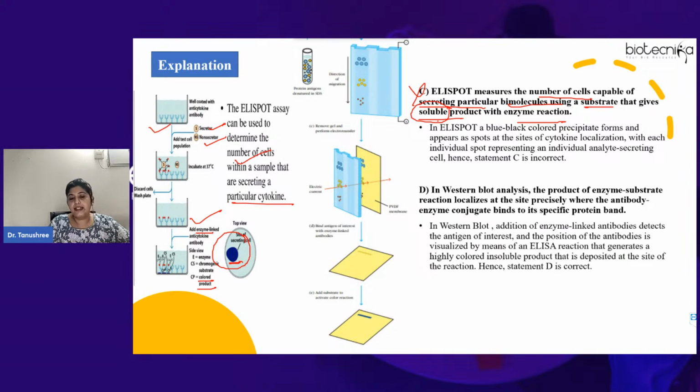And lastly, it is about Western blotting: in Western blot analysis, the product of the enzyme substrate reaction localizes at the site precisely where the antibody enzyme conjugate binds to its specific protein band. You should know that Western blotting is a technique which we use for protein analysis, for detection of a particular protein of interest in your sample.